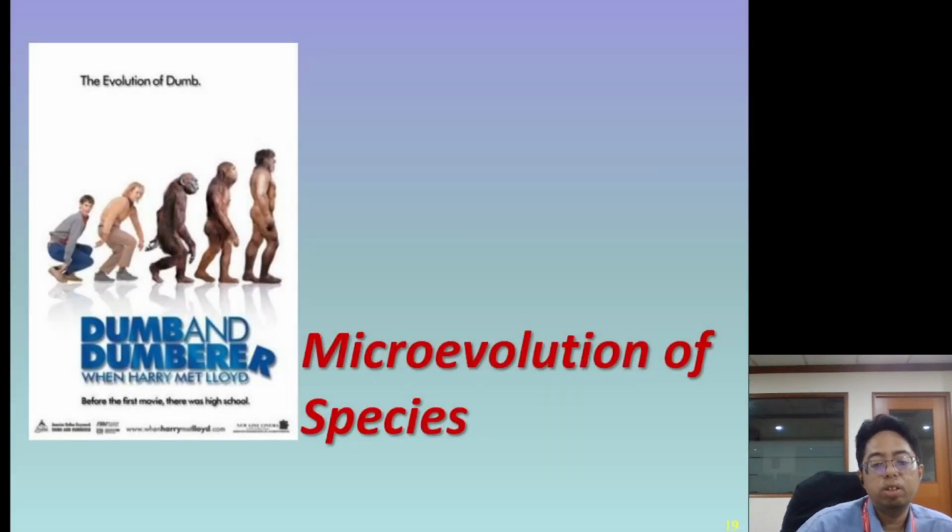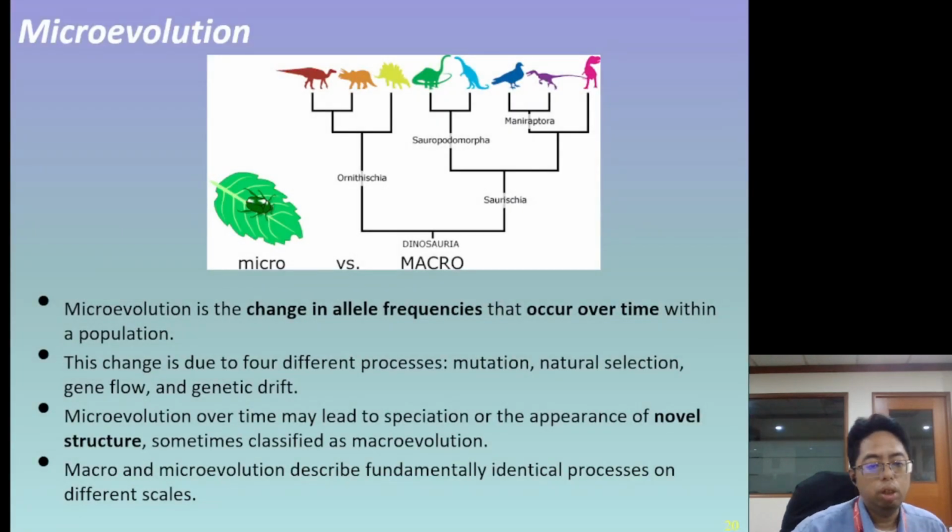So microevolution of species is the change in allele frequencies that occurs over time within a population. The change is due to four different processes: mutation, natural selection, gene flow, and genetic drift. Macroevolution over time may lead to speciation or the appearance of a novel structure, which is a new characteristic. So macro and microevolution describe fundamentally identical processes on different scales. Microevolution happens little by little. Macro, there's a lot of change.